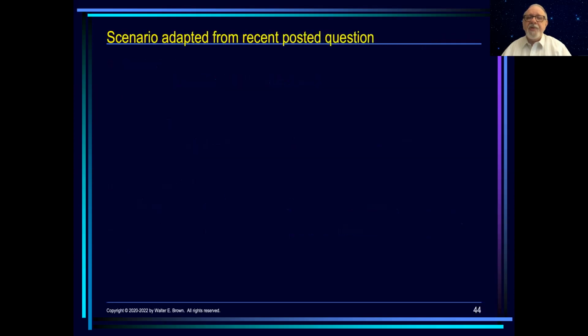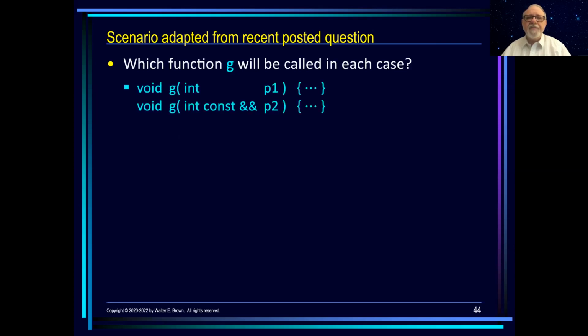Here's another scenario that came up just a few months ago. Somebody posted this as a question. It says, which function G is going to be called? So first, let me show you the functions. All right. Is this an overload set? Well, yes, the types are certainly distinguishable. And now let's look at a pair of calls. Please take a moment to think.